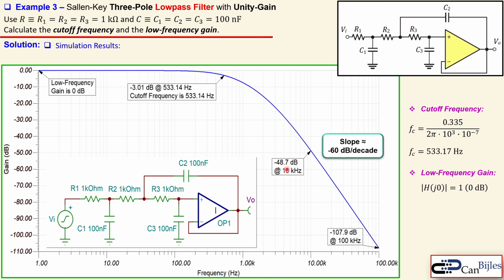You see here 10 kilohertz. It is minus 48.7 dB, and if I now increase the frequency 10 times, I go to approximately minus 108 dB, so I go almost down by 60 dB. You can say, why is it not exact? Because I'm still in the vicinity of this cutoff frequency. If I look at higher frequencies, I have a much closer slope of minus 60 dB per decade. In addition, we see the cutoff frequency, which is very close to what we have calculated, it is now 533.14. I also see here the low frequency gain, which is 0 dB, so it is exactly as we have it. So this is also checked.